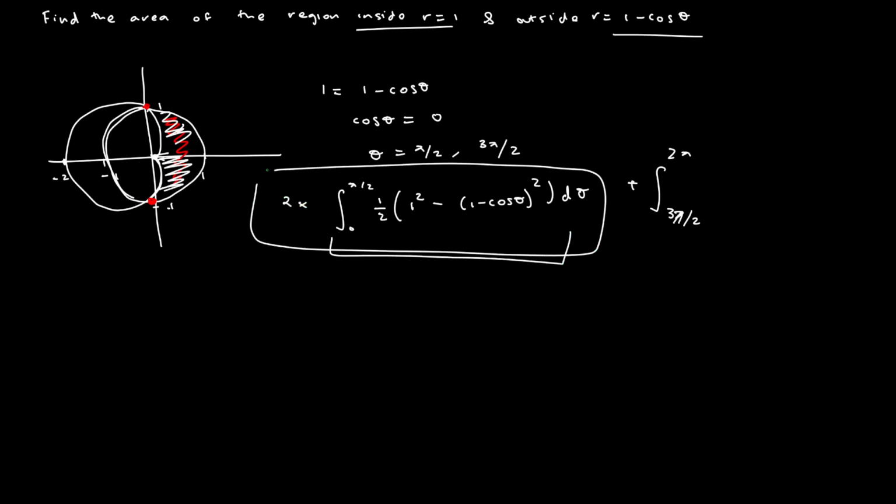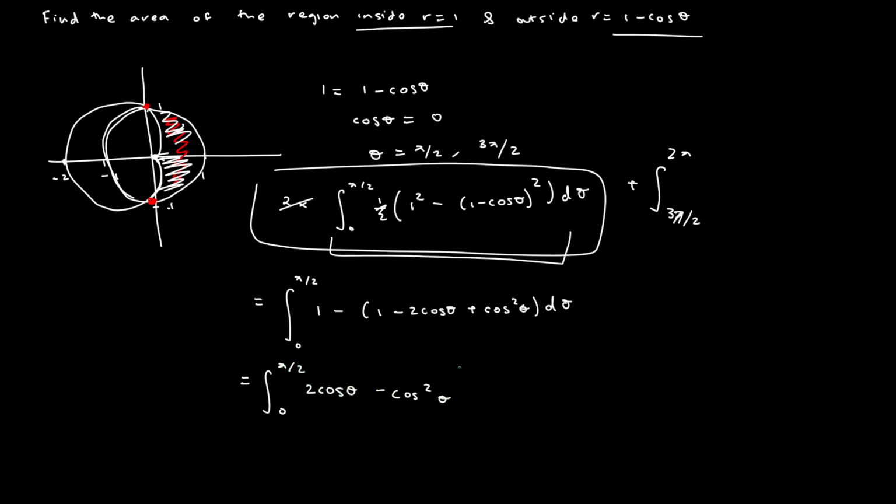So let's use that path to find out the entire area. Essentially, the integral to find the area is simply 2 times this. I'll remove that 1/2, and that gets rid of the 2. So the integral from 0 to pi over 2 of 1 minus 2 cosine theta plus cosine squared theta d theta. And that's the integral from 0 to pi over 2 of 2 cosine theta minus cosine squared theta d theta.